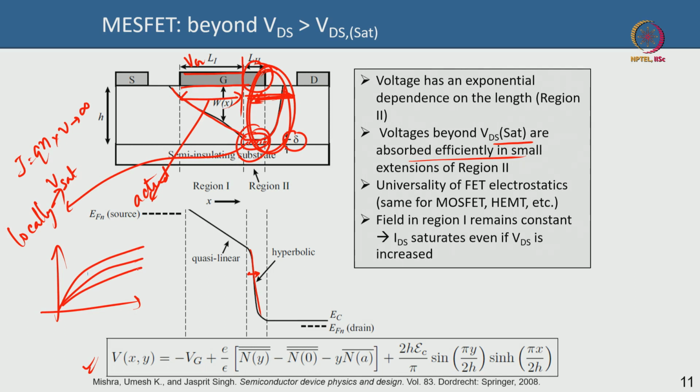There are ways to mitigate that with better carrier confinement and things like that, but to a first order, this is the universality of the electrostatics of FET: the channel pinches off near the drain at a sufficiently high bias on the drain. Beyond that, all the voltage drops in a very small region in the gate-drain extension, and the channel length for a long channel device is pretty much the gate length. So, that is why the current does not change in the saturation regime.